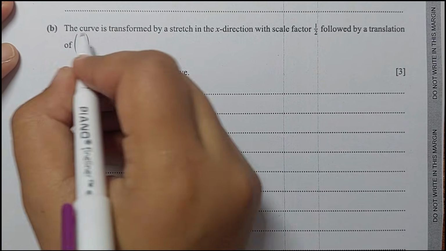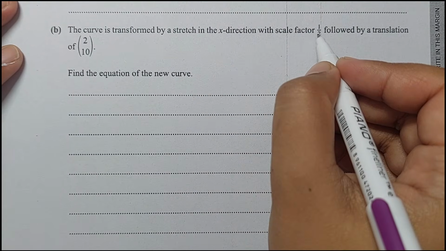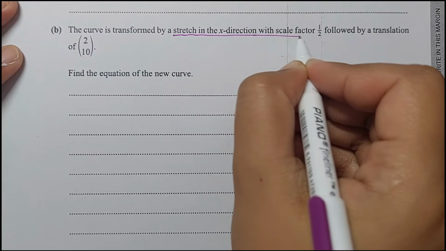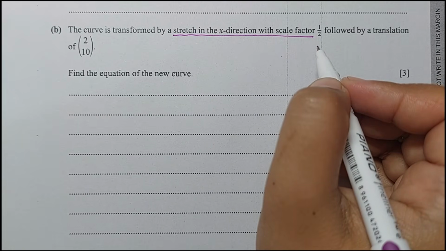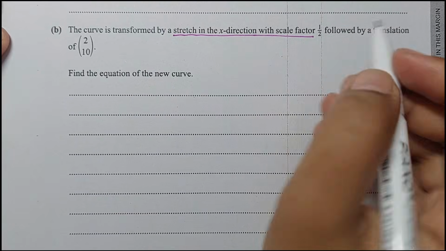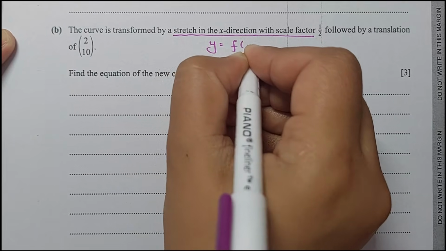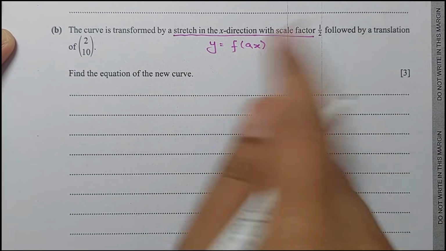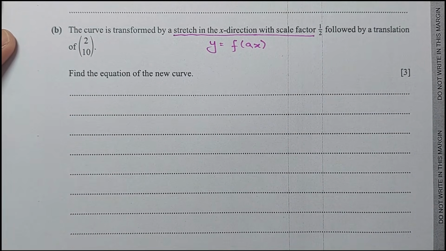Now for part B, the curve is transformed by a stretch in x direction by a scale factor of 1 by 2. When you have a stretch in y direction, your scale factor stays the same. But when you have a stretch in x direction, you have to take the reciprocal of the scale factor. So it means y equals f of ax, where the x value is multiplying with a. This is a scale factor. This is followed by a translation of (2, 10). Write the equation of the new curve.